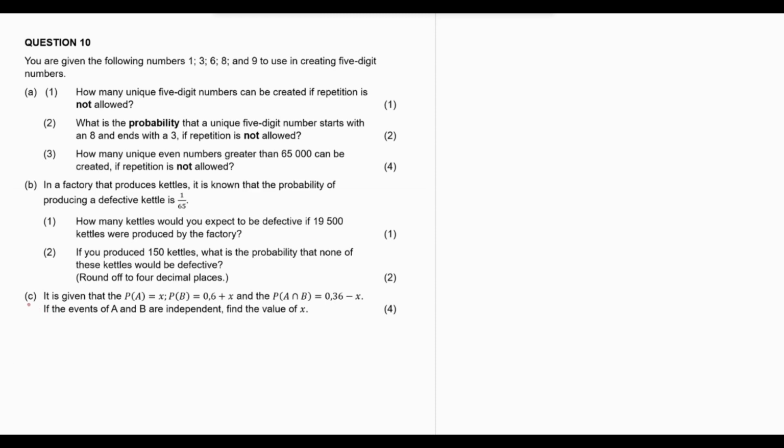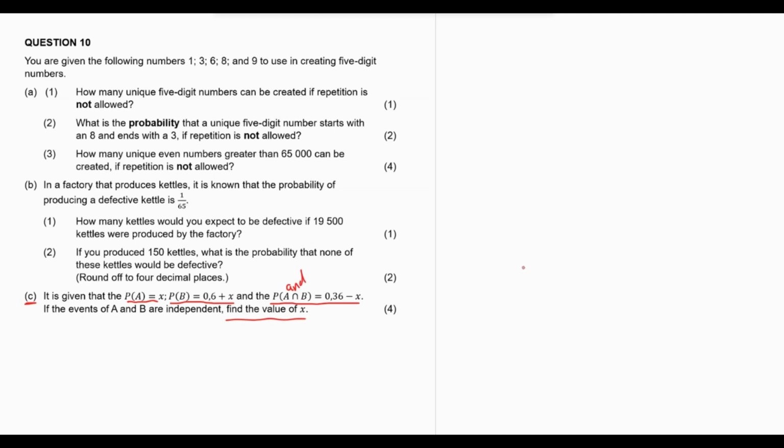Welcome back. Let's do question 10C. It is given that probability of A is equal to X, probability of B is equal to 0.6 plus X, and then probability of A and B, or A intersection B, is equal to 0.36 minus X. You can replace the intersection with "and". If the events A and B are independent, find the value of X.